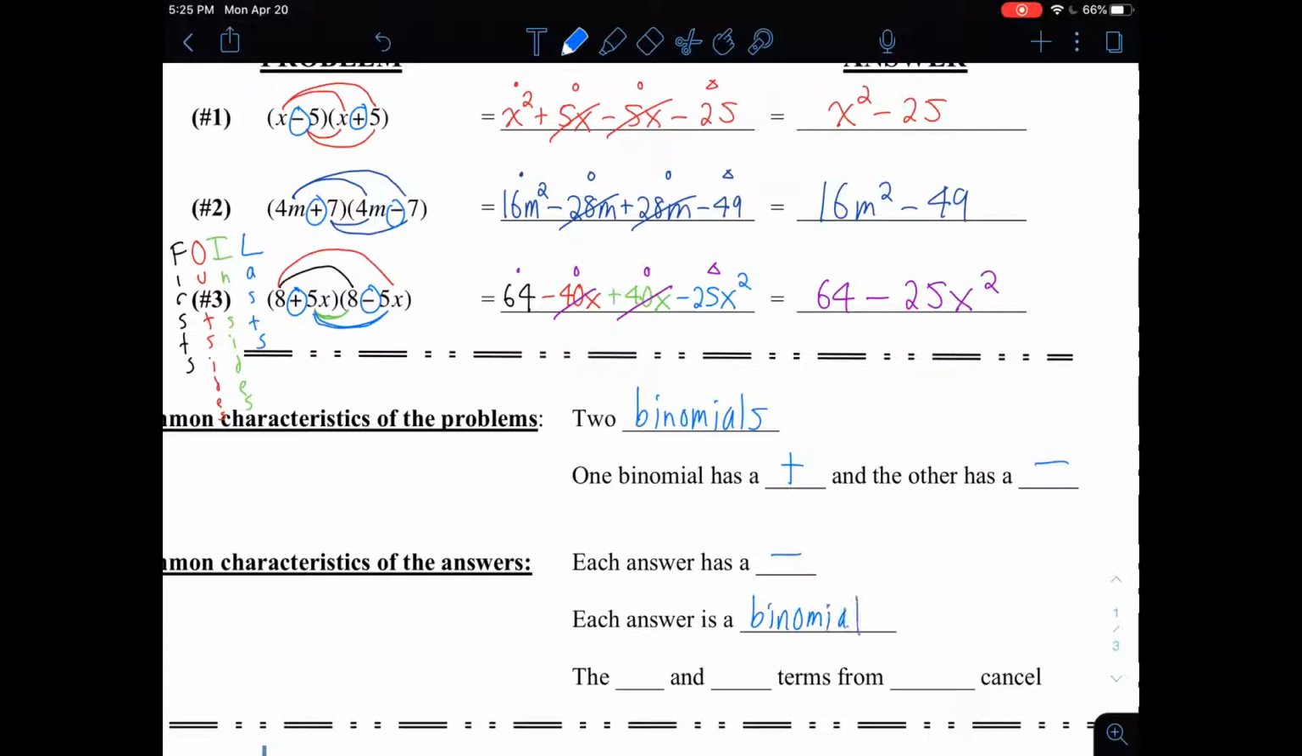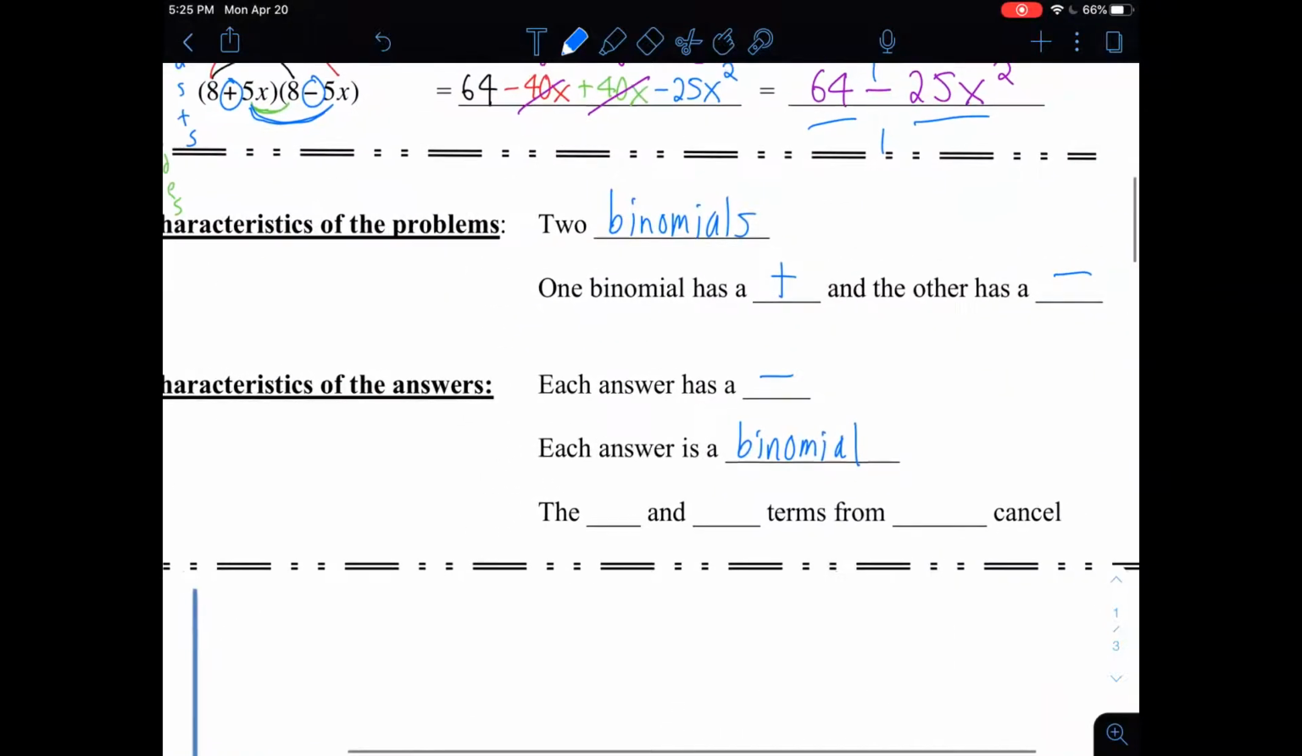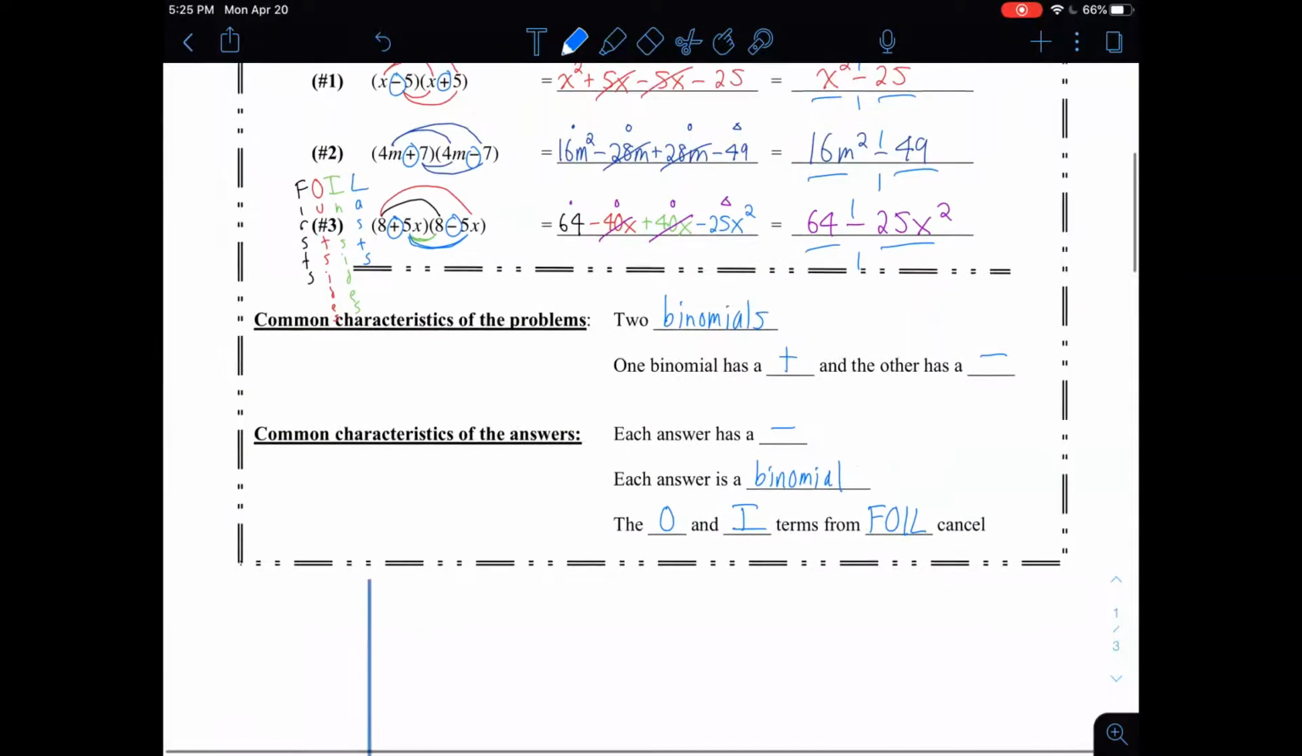So all these answers over here have 1, 2, 1, 2, 1, 2 terms. Remember, we put the walls above and below the subtraction symbols. Those are all terms, so we have 2 terms for each of those. Those are all binomials. The O and the I in FOIL canceled out, so we're left with just the F and L, basically. Okay?